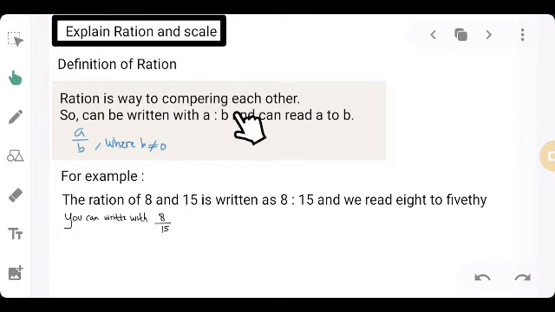The definition of ratio: a ratio is a way of comparing quantities. It can be written as A to B, read as A to B, or A over B, where B is not equal to 0. Why not equal to 0? If B equals 0, the fraction is undefined. For example, the ratio of 8 and 15 is written as 8 to 15, read as 8 to 15, and you can write it as 8 over 15.